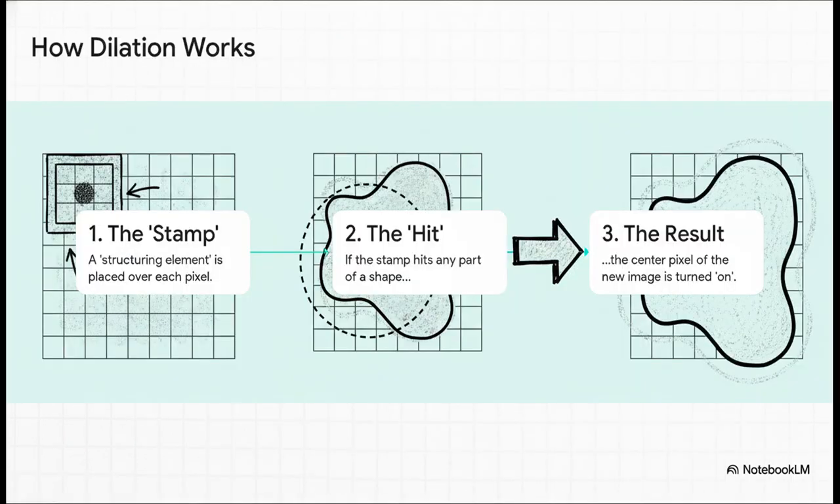Now here's where it gets really clever. The computer uses this little pattern called a structuring element. Just think of it like a tiny rubber stamp. It slides this stamp over every single pixel in the image, and the rule is just ridiculously simple. If any part of that stamp touches the original shape, then the pixel under the center of the stamp gets turned on in the new picture. That's it. That one rule, applied thousands of times, is the whole trick.